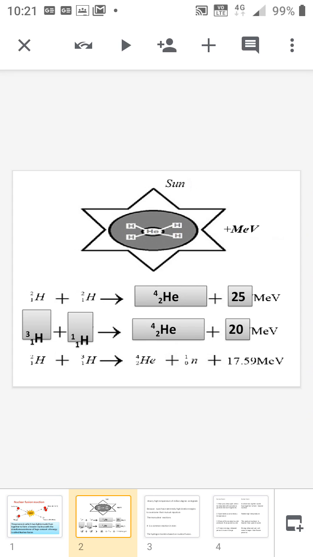Now we are moving into some examples. Deuterium combined with deuterium to form the helium nucleus, and 25 million electron volt of energy is released. Next example, tritium combined with protium to form helium, and 20 million electron volt is released. Similarly, deuterium combined with tritium and we get helium and a neutron, and 17.8 million electron volt of energy is released in this reaction.